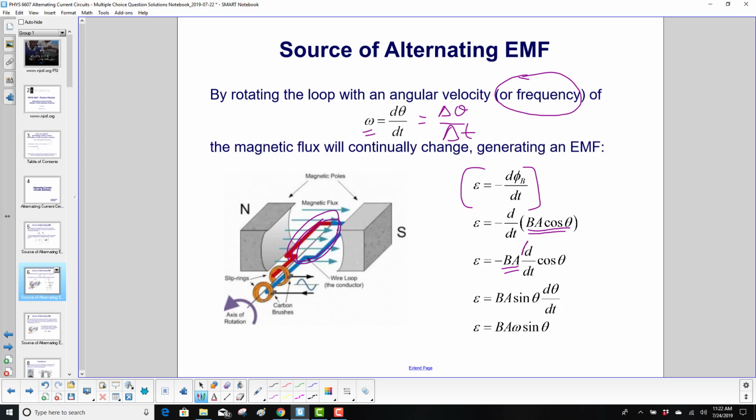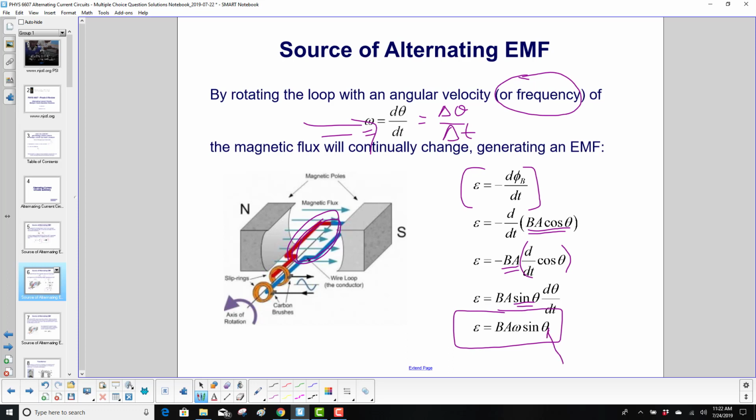When you take the derivative of cosine theta, you get sine theta. Again, don't worry about that. You'll see that when you take a calculus course. And then we wind up with d theta dt, which of course is just omega. So we have this expression for the voltage generated by a loop that is rotating with an angular velocity of omega. Is it constant? No.